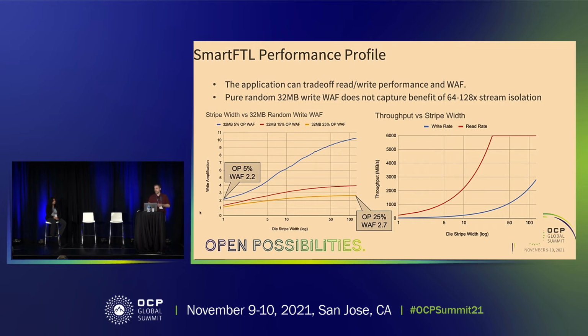Now, it doesn't come for free, right? Because on the right-hand side, obviously, if you're not striping across the entire drive, the performance also goes down commensurate with how wide you're striping data. But we do think this is a fundamental tool, and it's something the application should be able to make decisions on and control this trade-off.